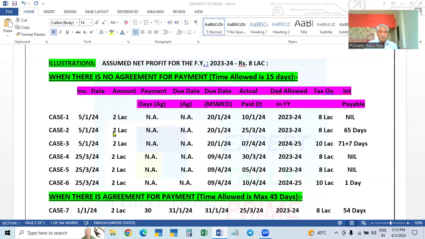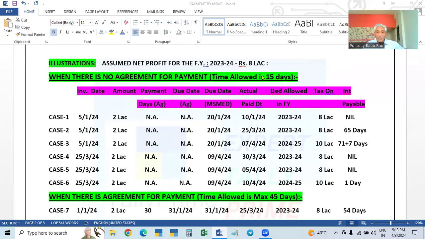Okay. See the first one. In the first three cases, 5151 is the invoice date, 2 lakhs. There are no agreement days, so there is no due date as per the agreement. There is no agreement at all. As per the act, it is only 15 days. This is for no agreement period, payment within 15 days.